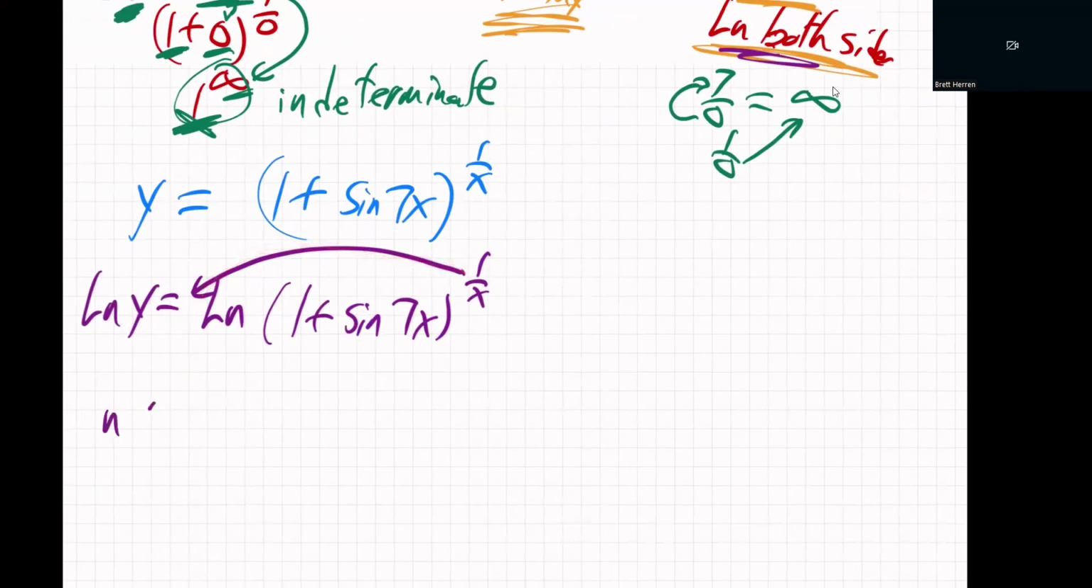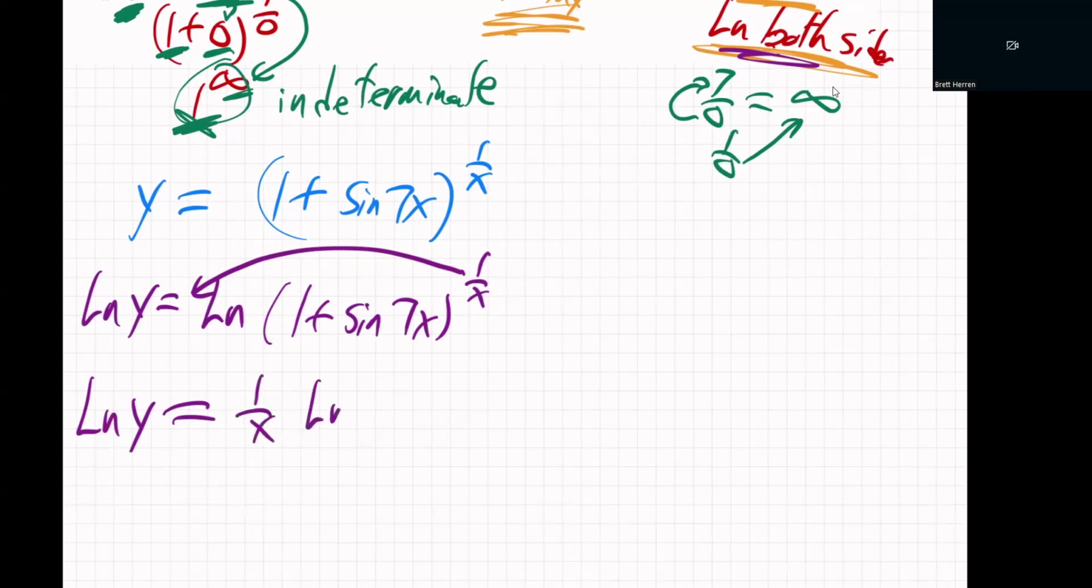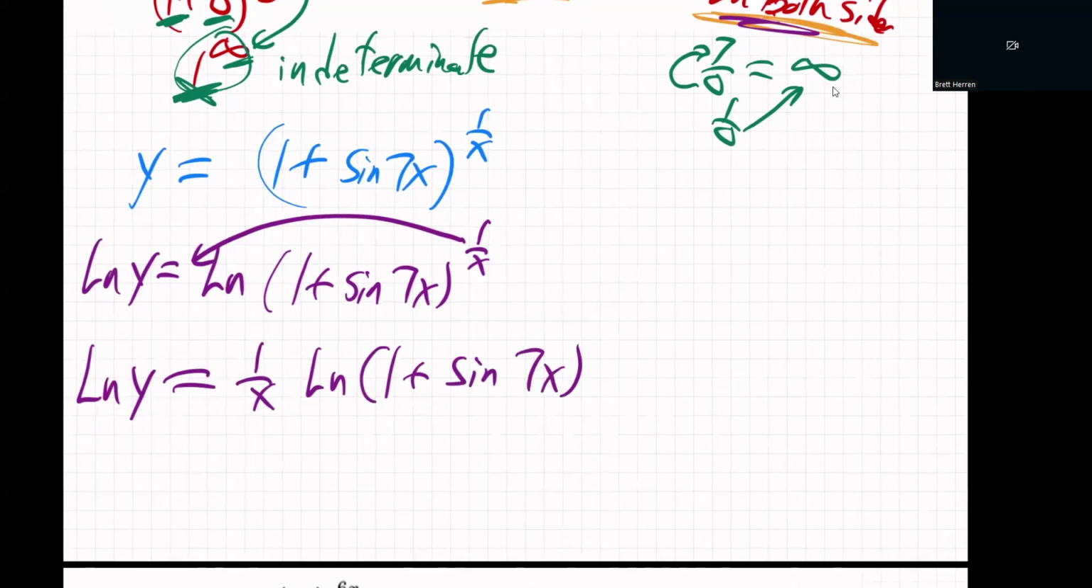So then ln y. Now remember, this is ln y, no longer y, no longer the original problem, but ln of the original problem. So at the very end, we're going to get rid of that ln by putting e on both sides. That e is the opposite of ln, cancels out. Whatever we do to one side, do to the other. So whatever we get, it's going to be e to that. Anyway, the 1 over x comes down front, times ln of 1 plus sine 7x.